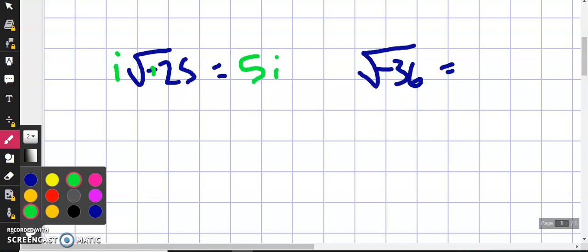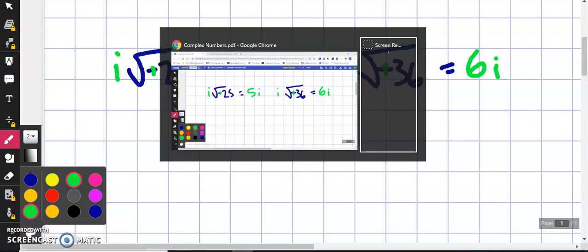For the negative 36, we would do the same thing. I imagine that it's positive, and then when I take the square root of the 36, it becomes a 6, so my answer is 6i, or an imaginary 6.